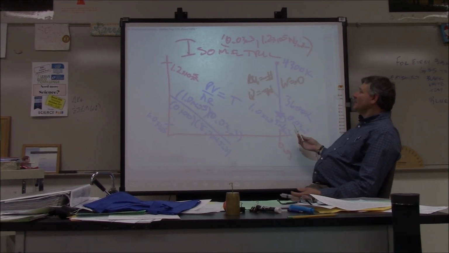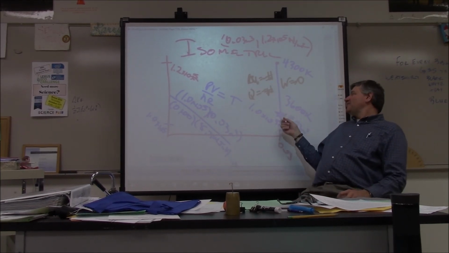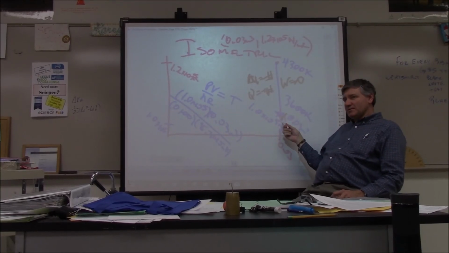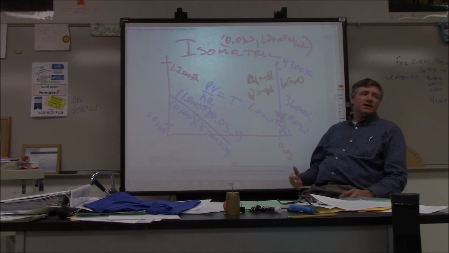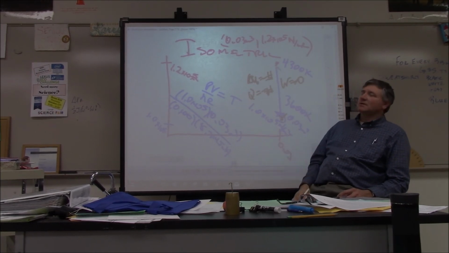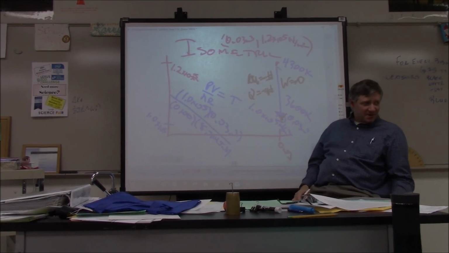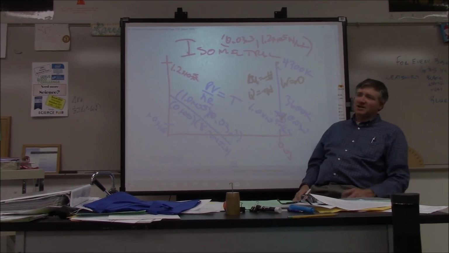Okay. But if you reverse it, if you're here and you wanted to go up there, what would you do? You'd dump energy into the system. Positive. Yeah, then you'd have a positive delta U, because the temperature would go up.